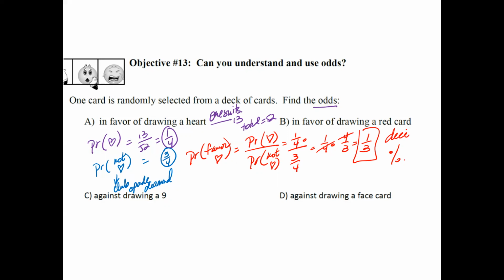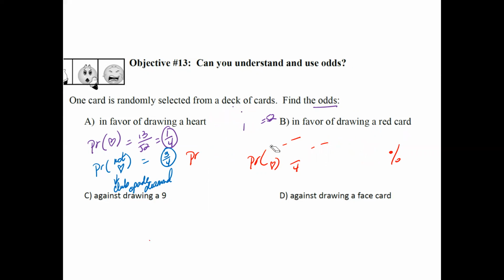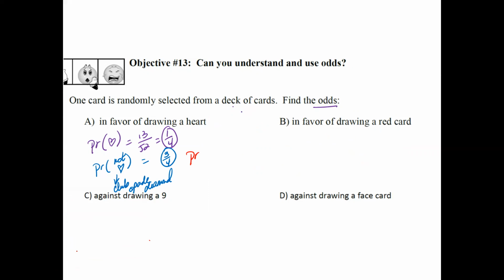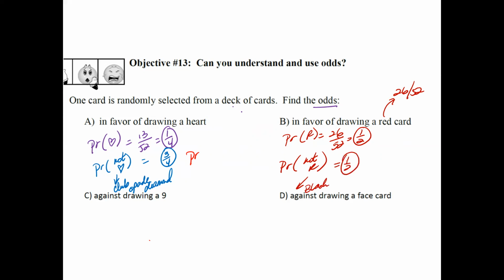All right, let's go on to the next part. For B, what is the probability of you drawing a red card? Remember, a red card is going to be 26 cards out of 52. If you reduce this, 26 out of 52 is 1 over 2, because half are red, half are black. The probability of you not drawing a red card, which means you draw a black card, is also 1/2, because it's 26 red, 26 black.